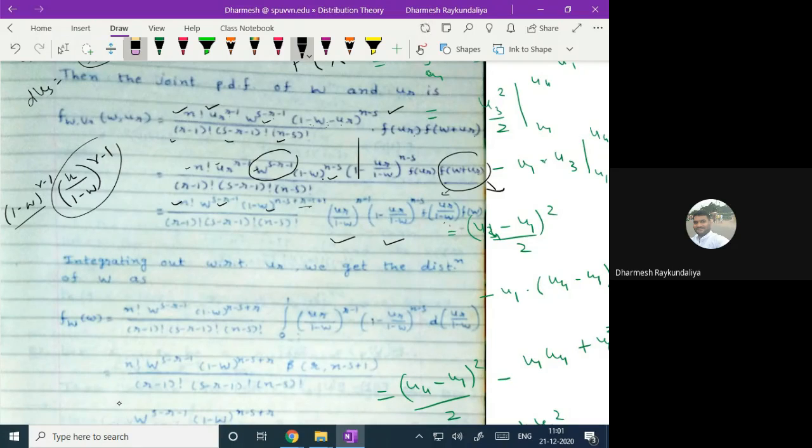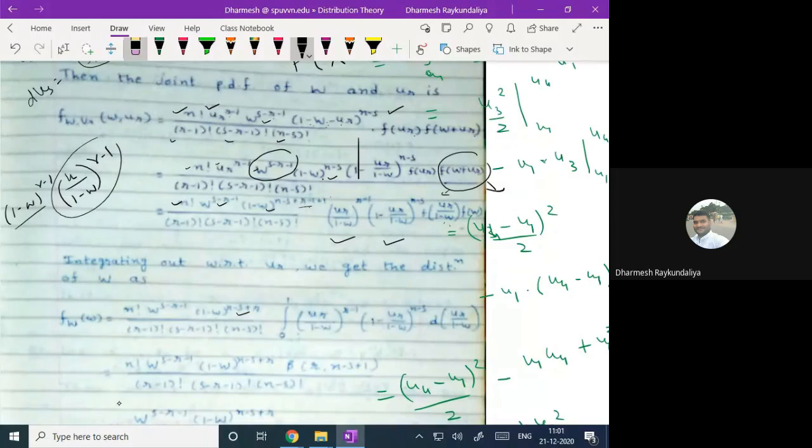Now, if you integrate this out, the plus 1 and minus 1 cancel out, so it is n minus s plus r. And w is constant, so it is w raised to s minus r minus 1, times (1 minus w) raised to n minus s plus r, and that is constant. The range of u_r upon 1 minus w lies between 0 and 1.